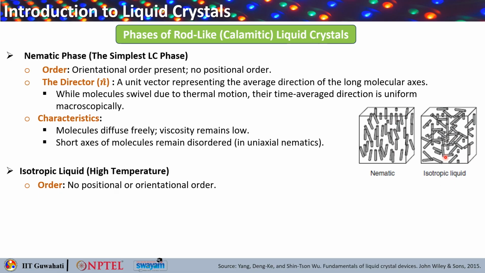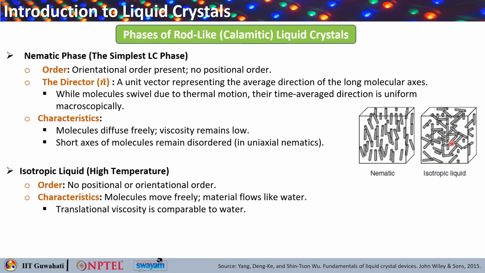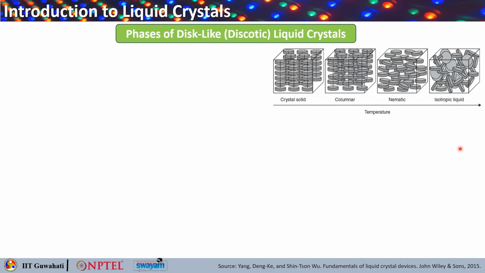Next, we move to the isotropic liquid that happens at high temperature, where the ordering is no longer present. So, there is absolutely no positional and orientational order. The molecules can move freely, just like materials flow in water, okay, or just like water molecules. So, here the translational viscosity becomes comparable to water, and you can clearly see that the molecular axes point in different directions. That is why it is called isotropic.